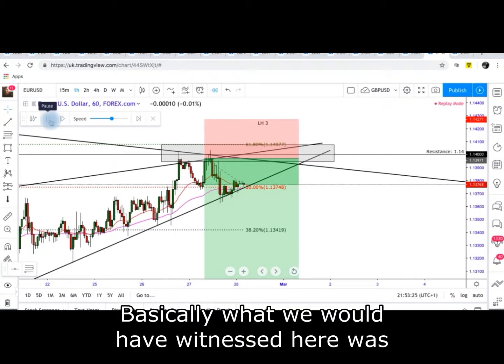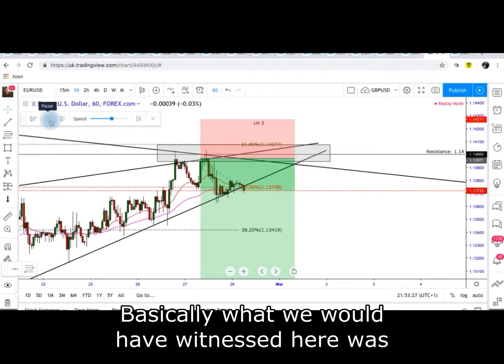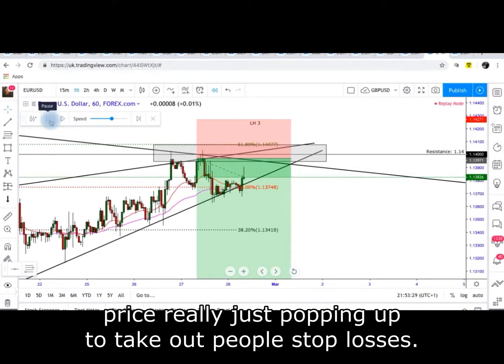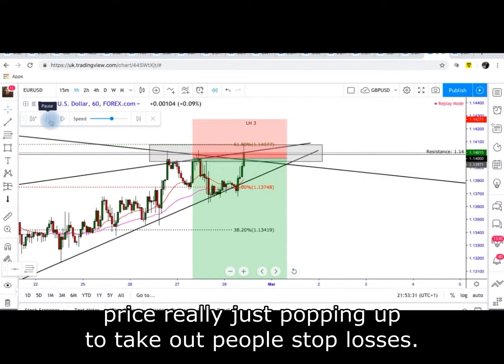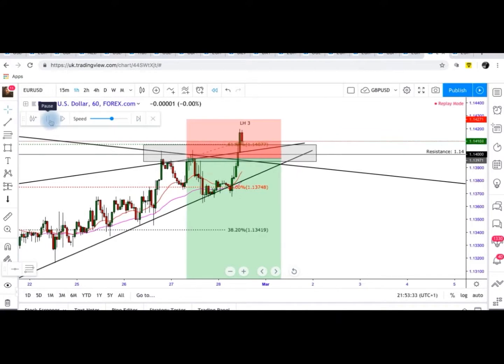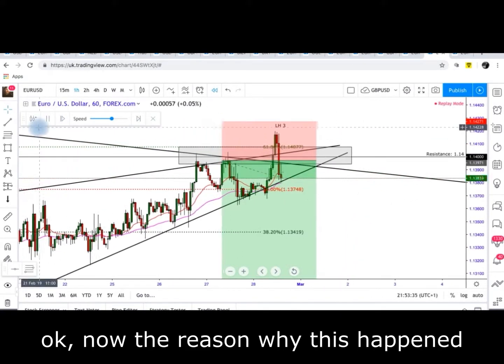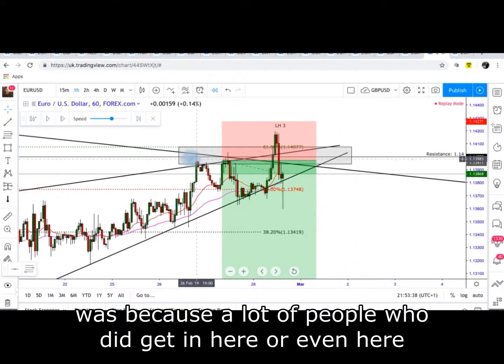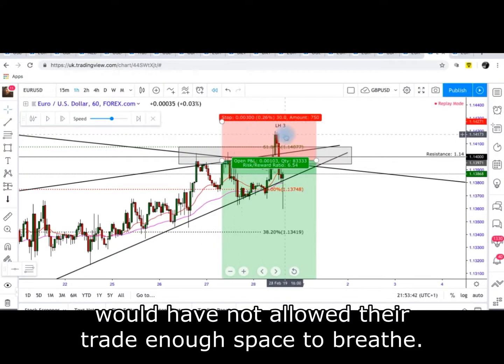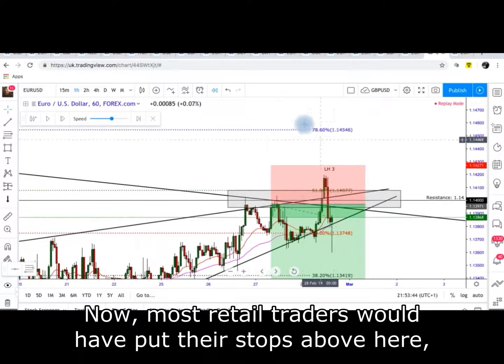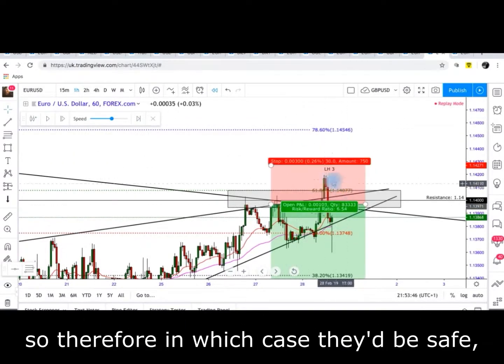And basically what we would have witnessed here was price really just popping up to take out people's stop losses. Now, the reason why this happened was because a lot of people who did get in here or even here would have not allowed their trade enough space to breathe. Now, most retail traders would have put their stops above here, so therefore in which case they'd be safe.